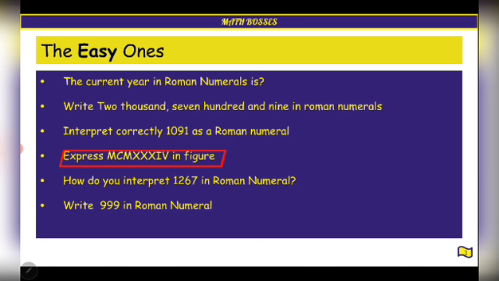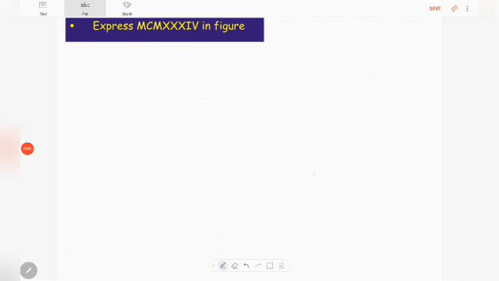Now the next question is asking us to express MCMXXXIV in figures. Let's see how we do that. Now looking at this question, MCMXXXIV, we'll notice that there are points where the Roman numerals do not descend, like we can see here and here. If you don't understand what I just said, I would advise you go back to watch the very first video to understand the concept behind this Roman system.